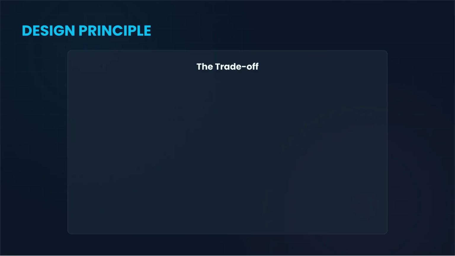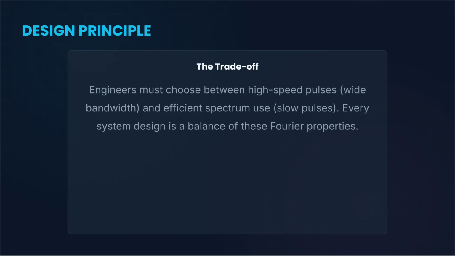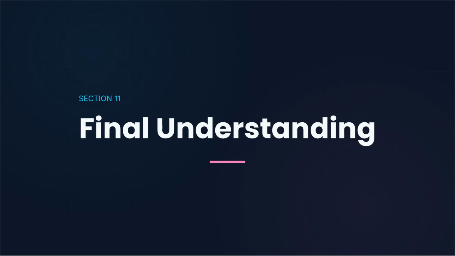A key design principle is the trade-off. Engineers must balance the need for high-speed pulses, which require wide bandwidth, against the need for efficient spectrum use, which uses slower pulses. System design requires balancing these Fourier properties. Finally, we reach Section 11 for our final understanding of the Fourier transform and its basic signals.